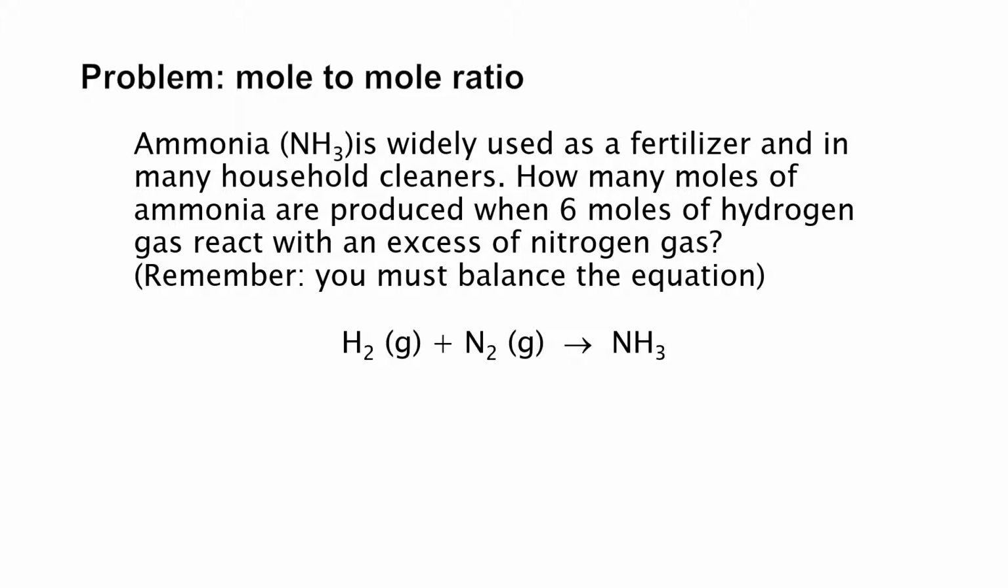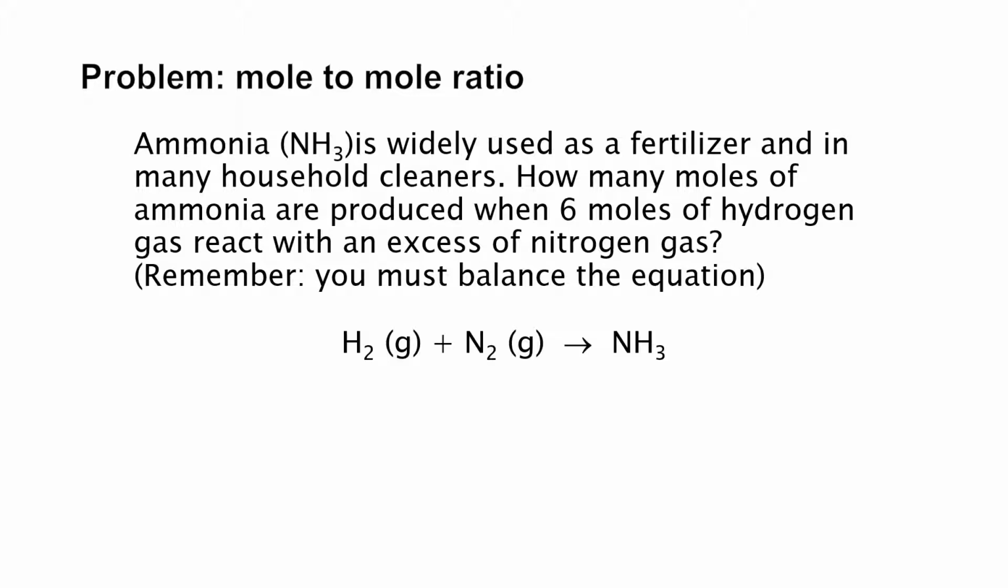Now, here's where the rubber hits the road. We're going to do a real problem involving a mole-to-mole ratio, and it's going to involve ammonia. So the situation here is we're in the lab, let's say. You have your goggles on, you're ready to go, and you're going to use 6 moles of hydrogen with a major excess of nitrogen gas, more than you would ever need, and you're going to try to figure out, before you actually conduct the reaction, how many moles of ammonia you can actually get.